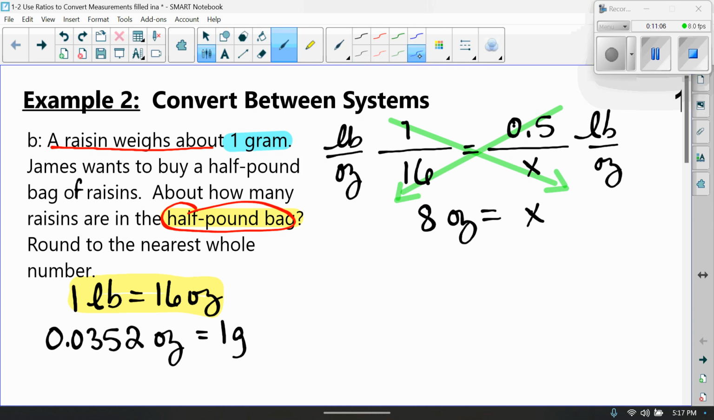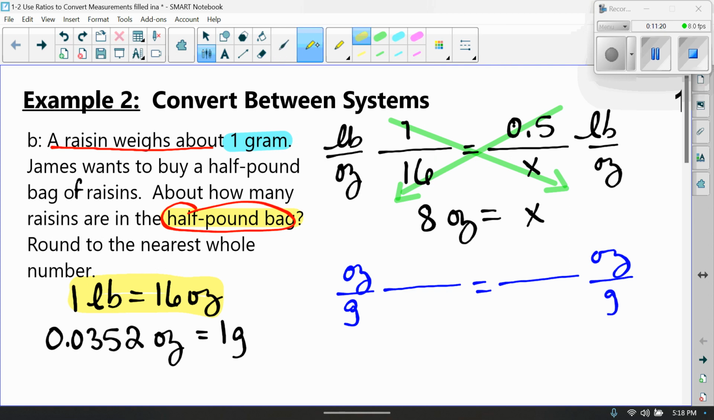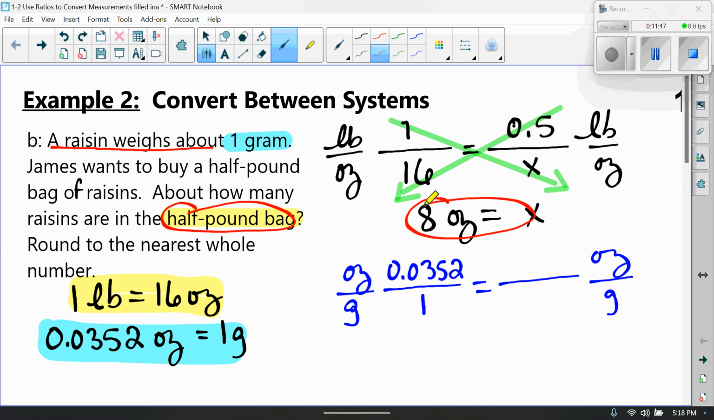Okay, so now we want to go from ounces to grams, okay? So we've got ounces to grams. Now we're going to put in the next conversion, which is this one right here. For ounces, that's going to be 0.0352 over 1 gram. Now we're converting these ounces to grams, so we're going to put 8 ounces in the numerator, and we're going to solve for grams.